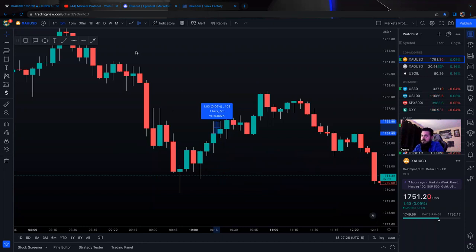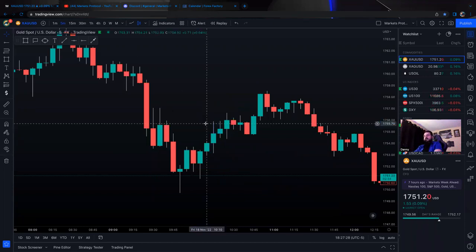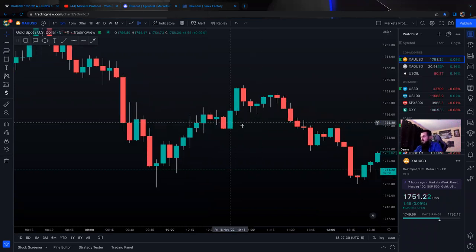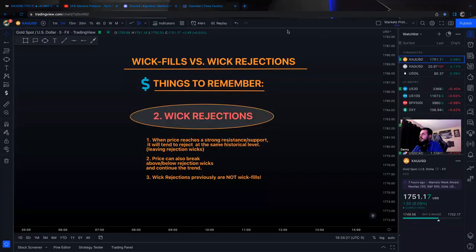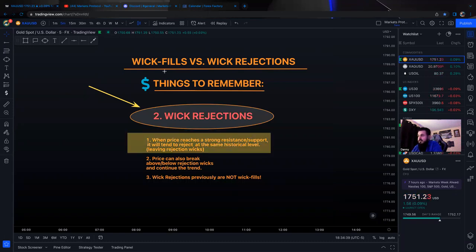Now, wick rejections. Interesting topic as well. So we're going to talk about wick rejections. So some points you guys need to remember. You might want to write it down over here. Number one, when price reaches a strong support or resistance, it will tend to reject at the same historical level, leaving in that case rejection wicks.